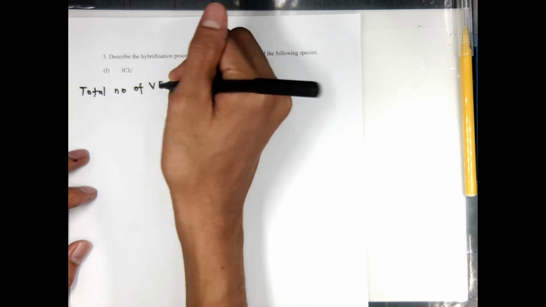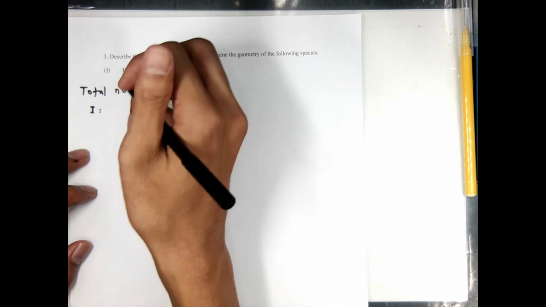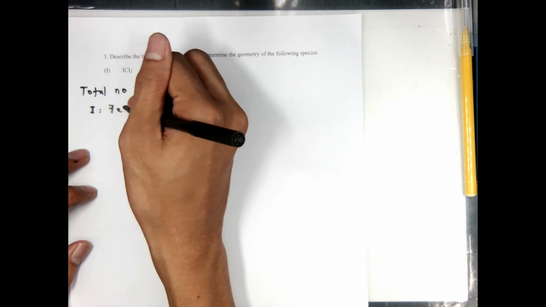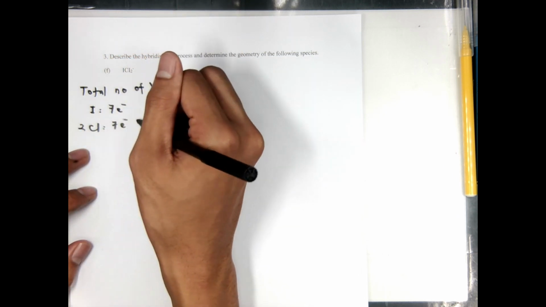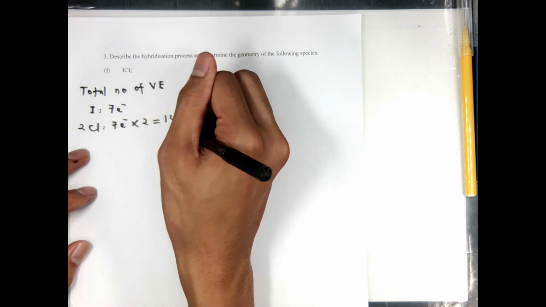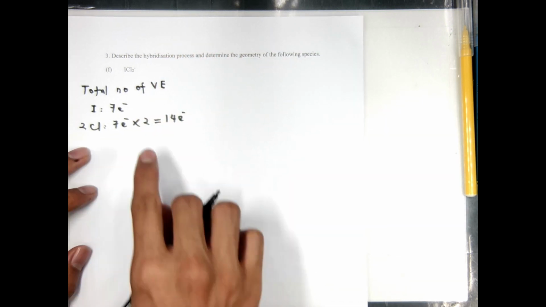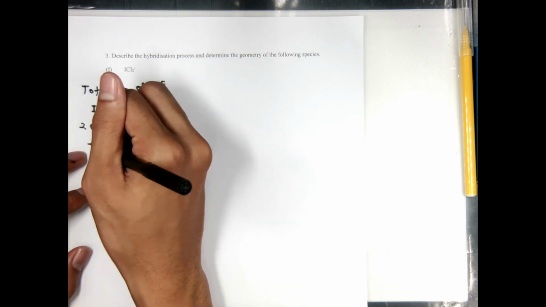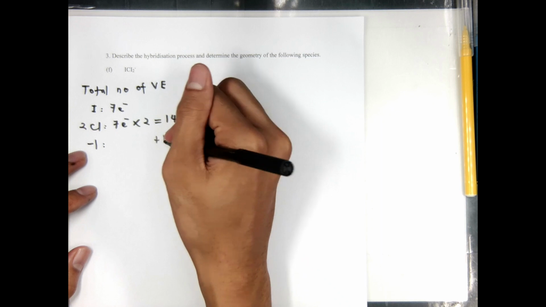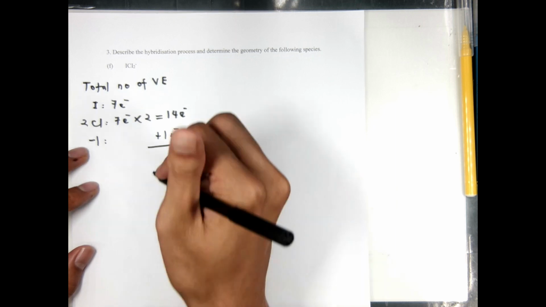Total number of valence electrons. So I have 1 iodine, and iodine has 7 valence electrons, and I have 2 Cl. Hence I have 7 electrons multiplied by 2, which is 14 electrons. Now I have the negative charge here. Negative charge here means the species receives an additional 1 electron, so it needs to be plus 1 electron. So the total number of valence electrons that you have is 22 electrons.